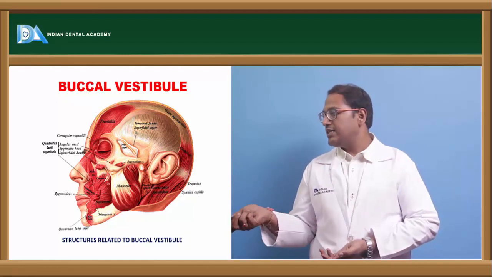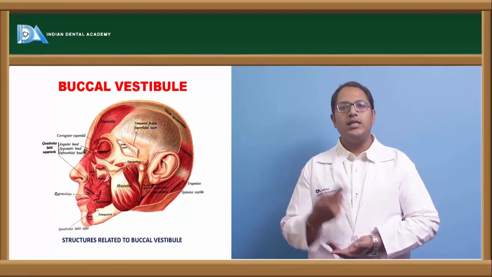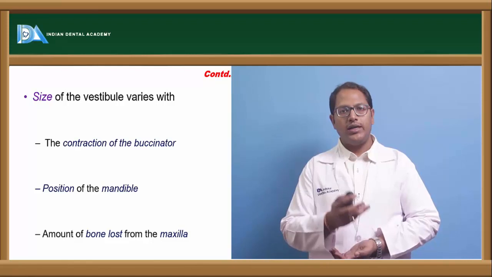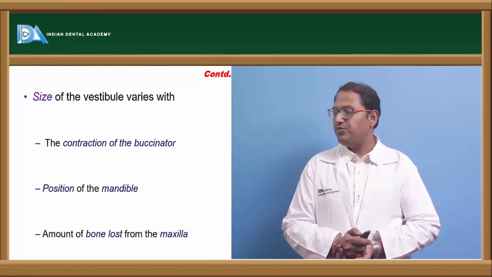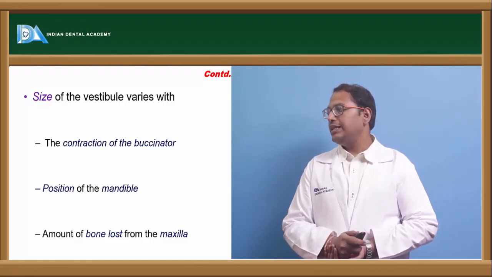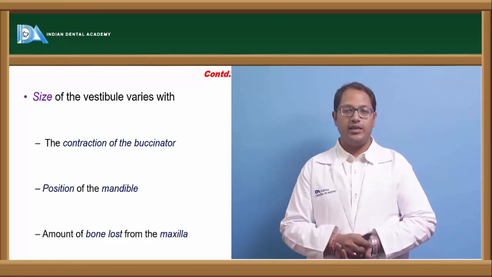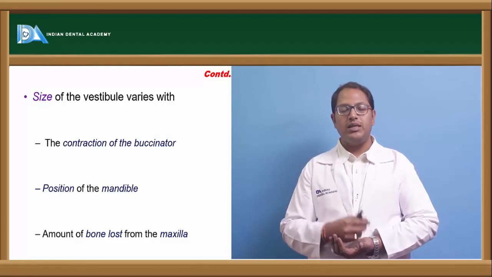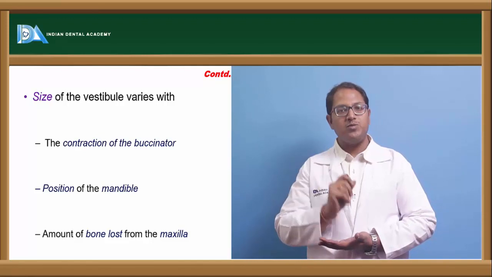Now, what are the muscles over there in this buccal vestibule? One is masseter, which is here. One is buccinator, which we spoke about before. So, contraction of buccinator is going to affect how much space is available for the buccal vestibule. Position of the mandible is going to affect, and the amount of bone lost from maxilla is also going to affect. How are these coordinated? Let's understand that. Buccinator is there beneath the muscle in that particular area, running horizontally, so it is going to put its pressure.